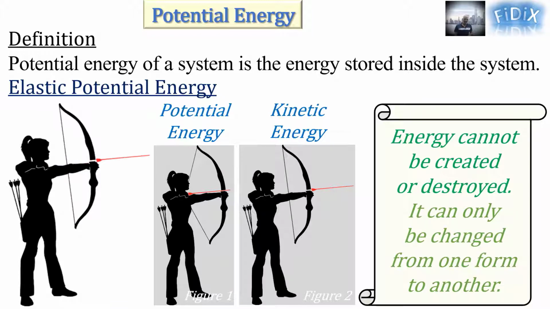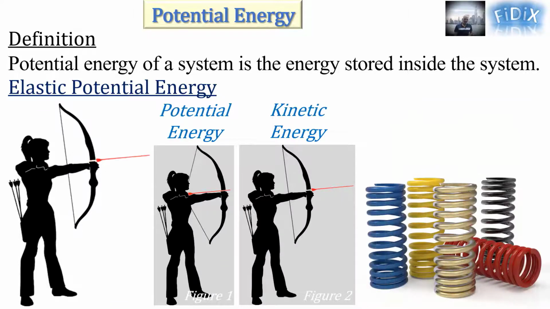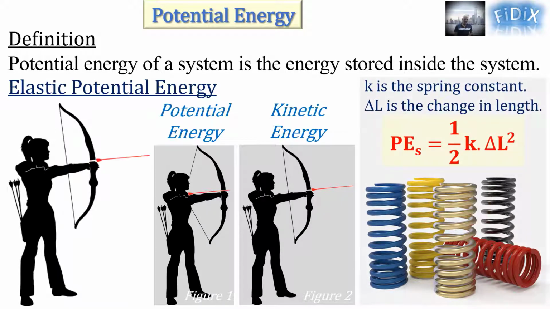The elastic potential energy associated with a spring-mass system when the spring is stretched or compressed by delta L is given by the formula PES equals half K delta L squared, where K is the spring constant and delta L is the change in length of the spring.